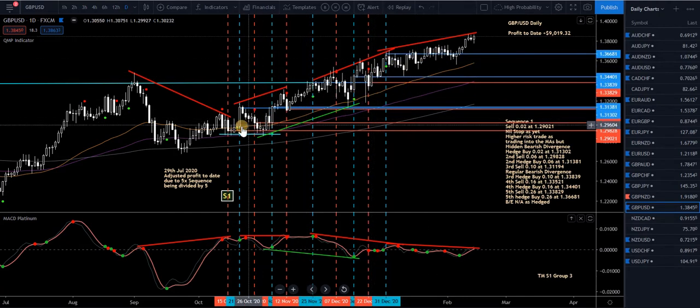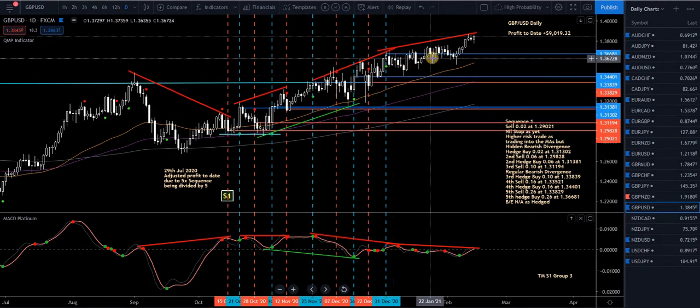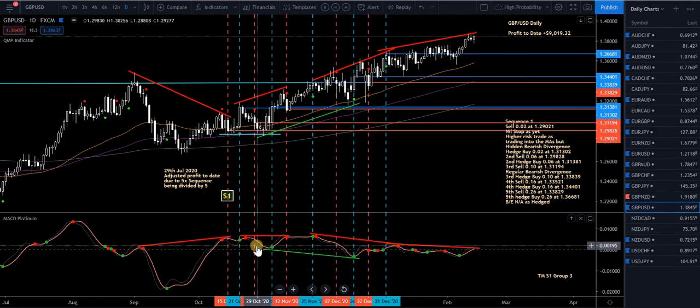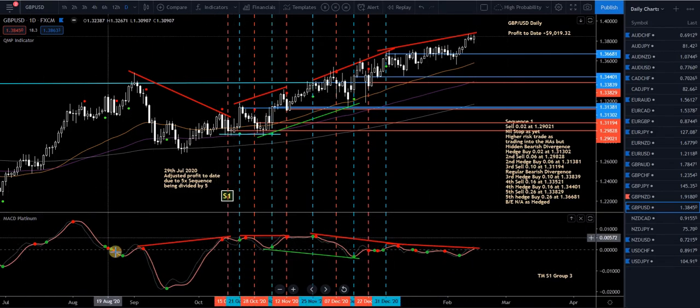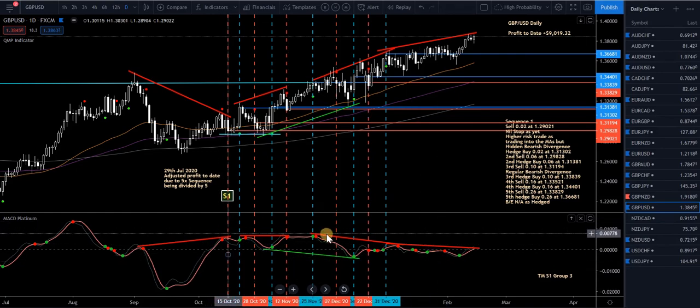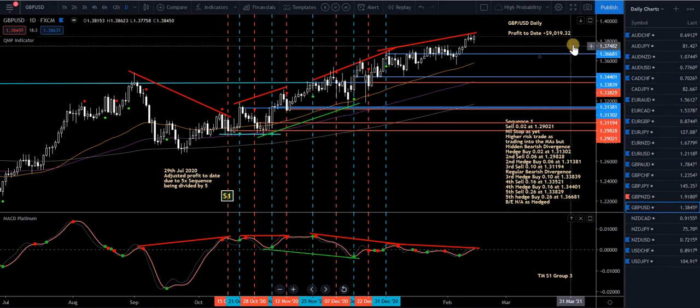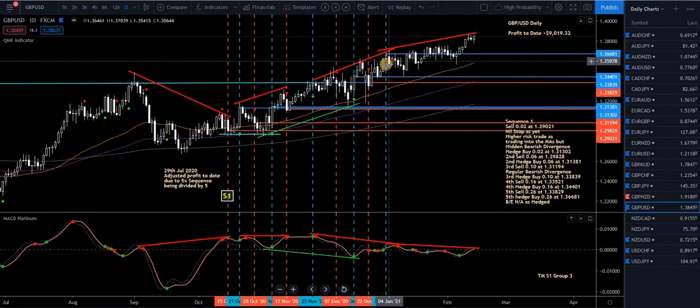In the meantime, you look at the price, it's just grinding up, and you look at the MACD Platinum, it's going nowhere. It's grinding down, if anything. It's just a very flat MACD Platinum. It's a pair I like trading, but this has been hard. This is just a slow grind on the pound at the moment. So we're hedged at the moment, nice profit, $9,019, so we're doing all right.